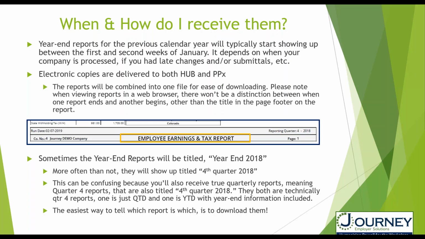And then obviously year-end reports are titled year-end 2018. It's not going to show up as fourth quarter. It may not read 941 or 940. It can be confusing. But again, once you jump in there and pull those individual reports, it does tend to get a little bit easier to understand. So the easiest way is just to download them and then sift through them. And I always recommend downloading a copy.